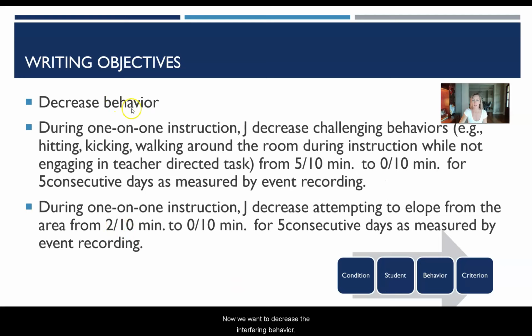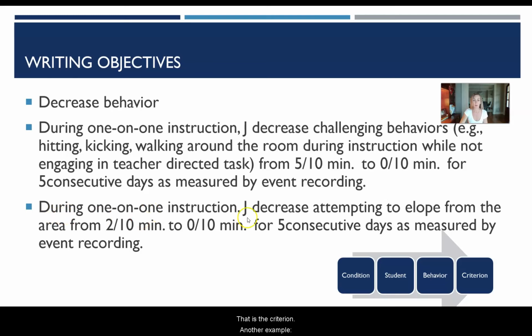Now we want to decrease the interfering behaviors. Here are a couple of examples. During one-on-one instruction, J decreases challenging behavior, which is defined as kicking, hitting, walking around the room during instruction while not engaging in teacher-directed tasks, from 5 out of 10 minutes to 0 out of 10 minutes for 5 consecutive days as measured by event recording. So event recording yielded a rate of 5 out of 10 minutes occurrence, but we want to get it down to 0. That's the criterion.